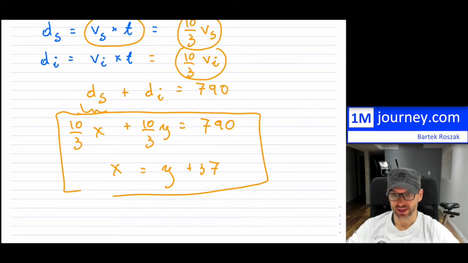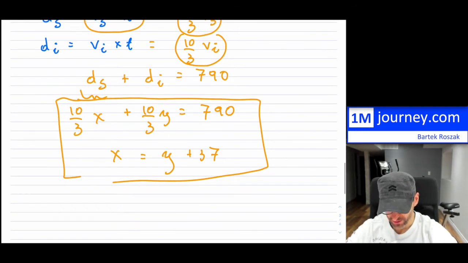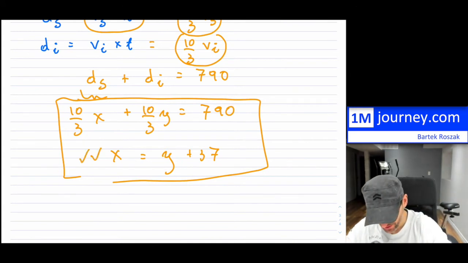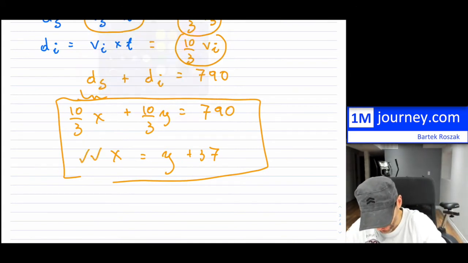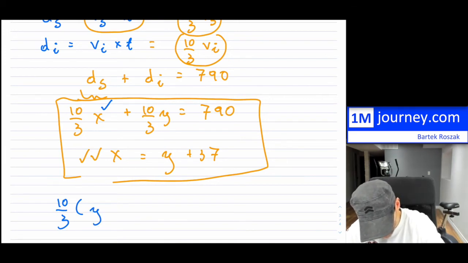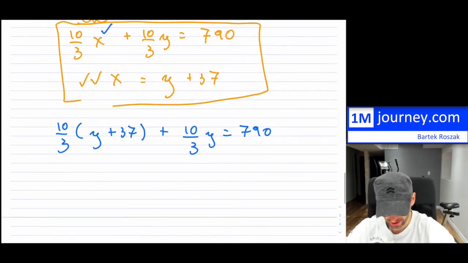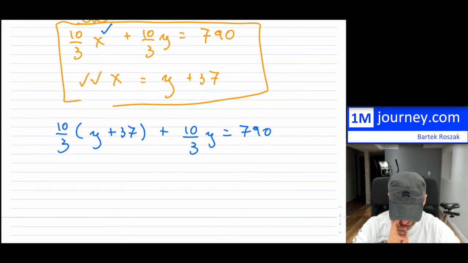All right, so let's try to solve this. Now, we're going to use substitution because it's already isolated for X for us. So let's use substitution here. So we have 10 over 3. I'm going to substitute for X. And that's going to be Y plus 37, plus 10 over 3 Y is equal to 790. All right. So that's what we have there.